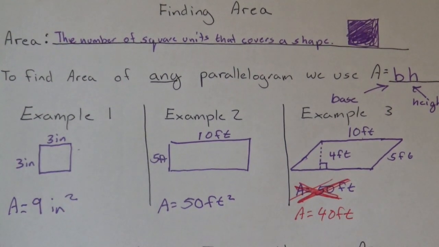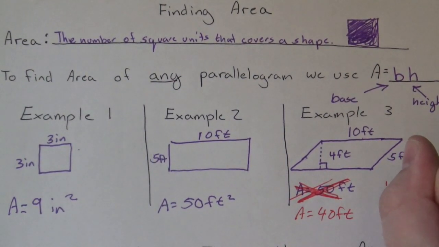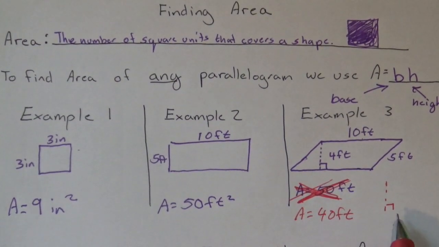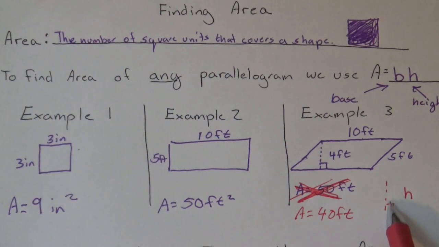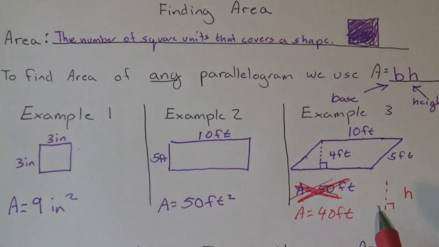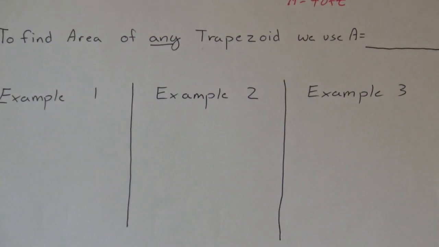Now, this is one way I like to teach people to remember that this is the height. I'm going to show you this symbol again. It looks like this. Well, what letter of the alphabet does this look like? It looks like the letter H. Hey, what's H mean? Height. So when you see this little symbol on a shape, it's telling you the height of that shape. So in this case, it's 10 times 4.